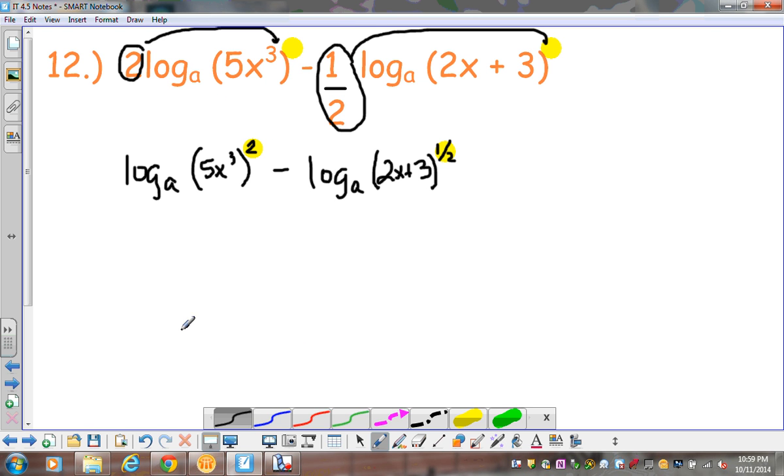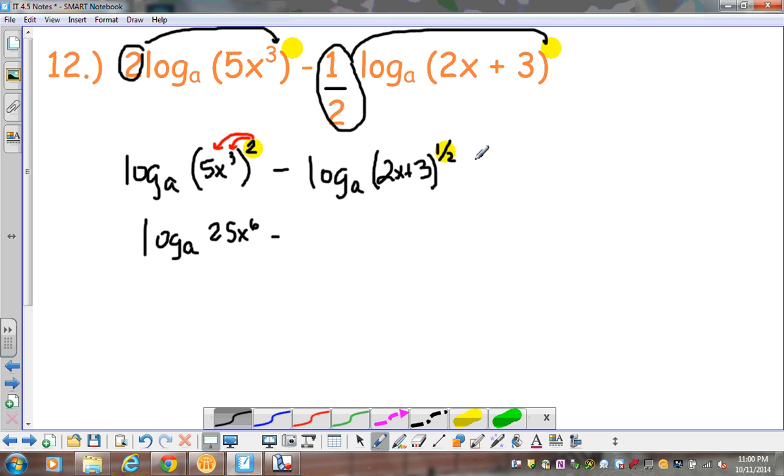All right, so now let's take it to the next step and condense this a little bit further. I have 5x cubed, squared. That squared means I've got 2 of them, so I can distribute that here. So it's log base A of 5 squared, which is 25. And remember, a power raised to a power means I multiply, so 3 times 2 is 6. This is going to be 25x to the 6th, minus.